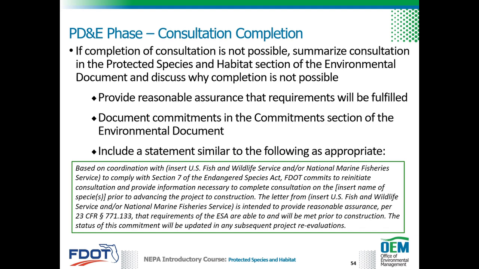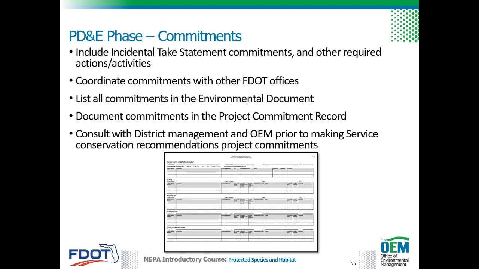Associated commitments must also be provided in the commitments section of the Type 2 Categorical Exclusion Determination Form, EA, or EIS. In these instances, a similar statement to the following should be used. Protected species and habitat commitments may include incidental take statement commitments or other actions, such as construction provisions, that are required to advance the project and or require action from the contractor to implement.